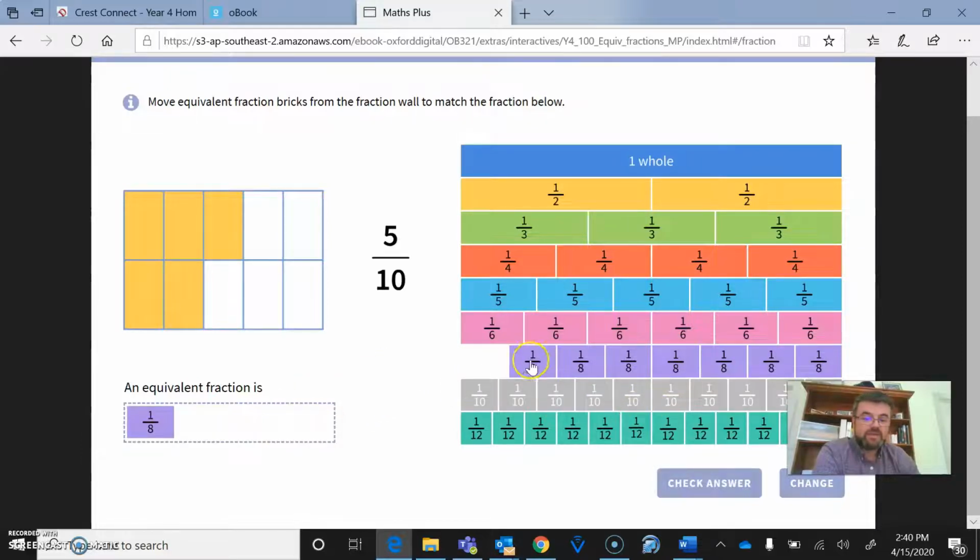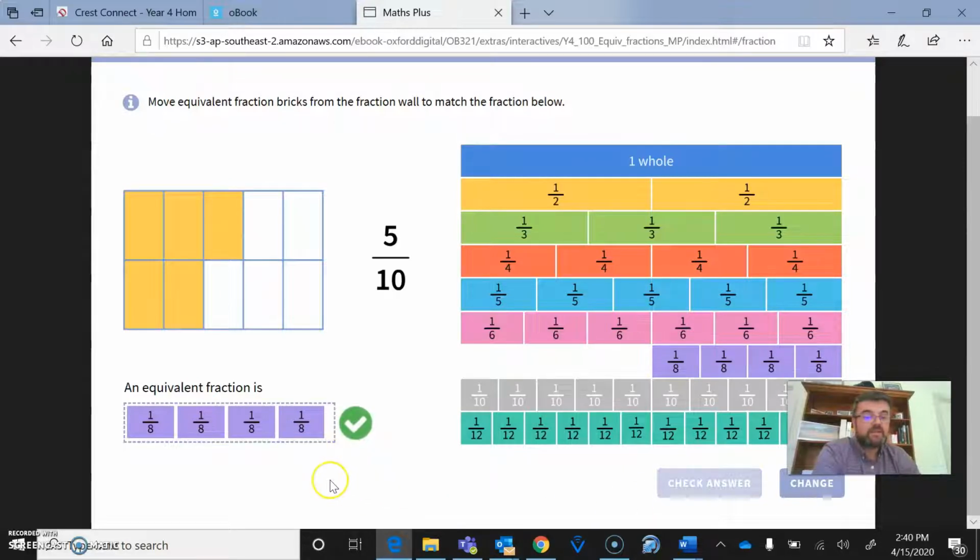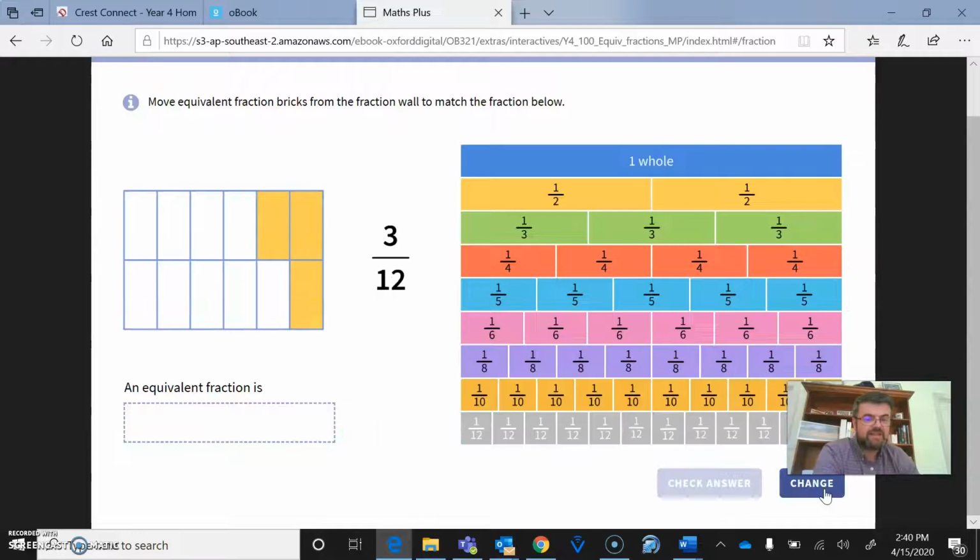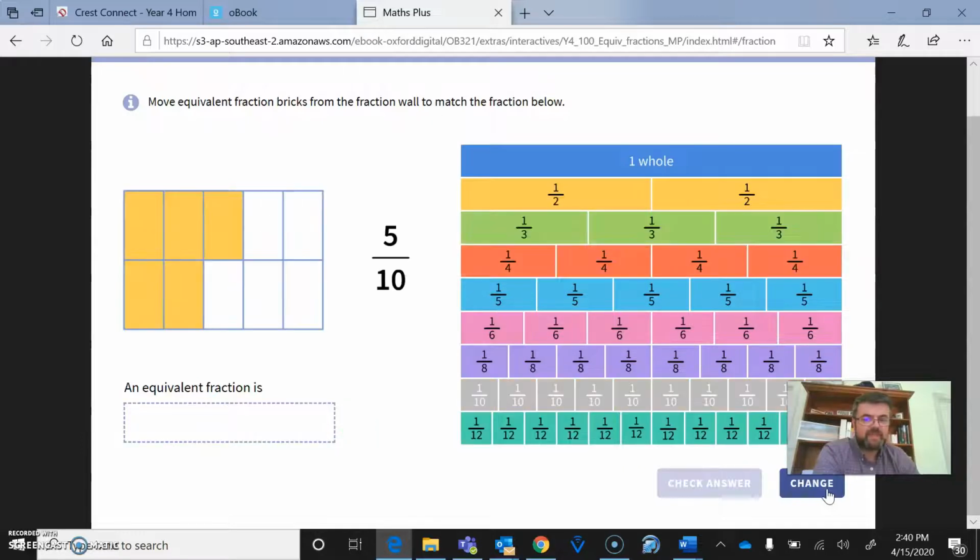So 4/8, is that an equivalent fraction to 5/10? Look at that. Yes, it is. But also, I've spotted another one. Have you spotted another one? Maybe another 2 or 3. Let's see. Look at that.